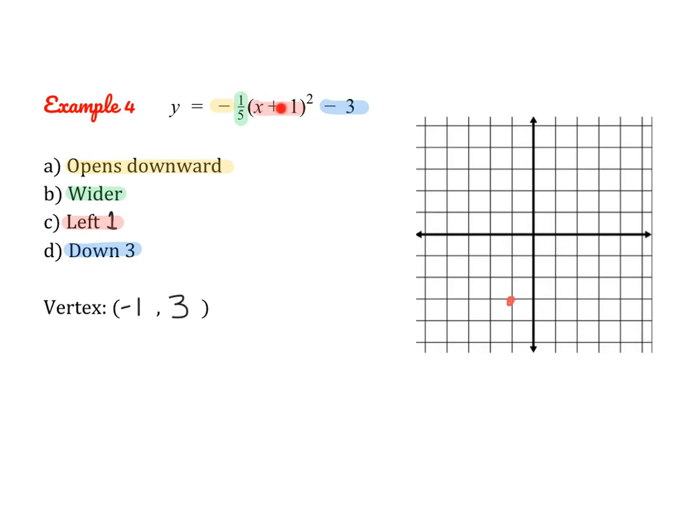And remember, it's always hk, the opposite of this number and this number exactly. Sorry, I'm missing the negative there. -1, -3. And then I look at my other transformations again. I know it's going to open downward and it's going to be a wider graph. So my graph is going to look something like this. And there you go. So again, I moved my graph left 1, down 3, and then I made it open downwards and I made it a wider graph.